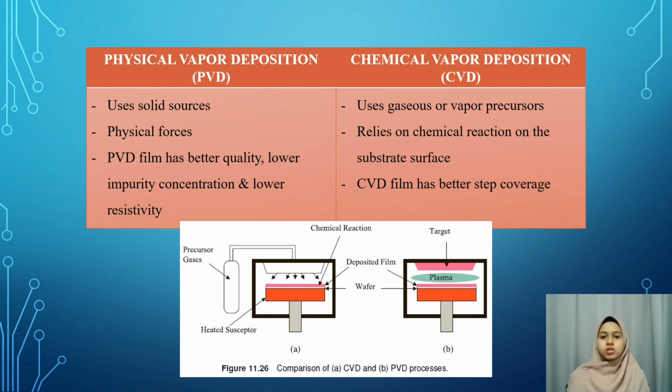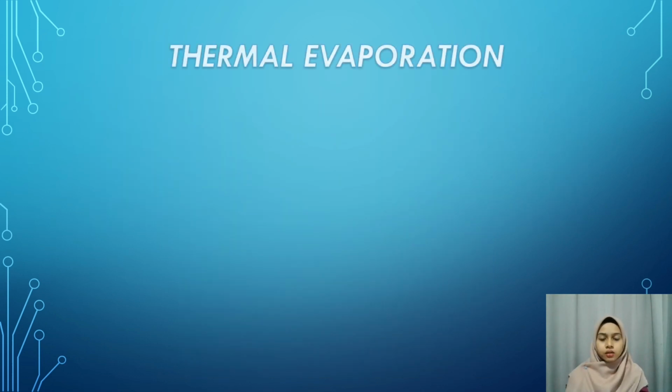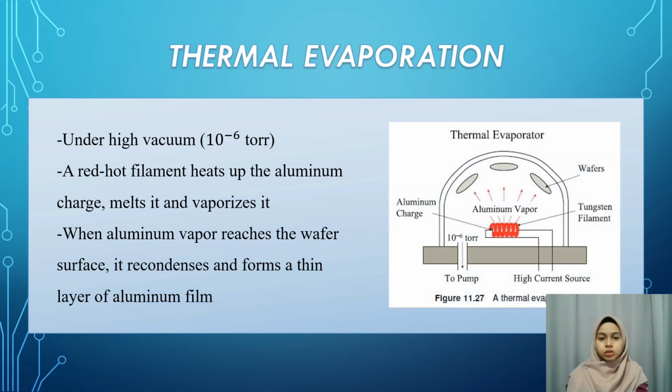There are three methods used in metal PVD processes, which are thermal evaporation, electron beam evaporation, and sputtering. The first method is thermal evaporation. Throughout the process, the system needs to be under high vacuum, about 10 to the power of -6 torr, to minimize residual oxygen and moisture. A red-hot tungsten filament heats up the aluminum charge, melts it and vaporizes it in the vacuum chamber. When aluminum vapor reaches the wafer surface, it recondenses and forms a thin layer of aluminum film on the surface.